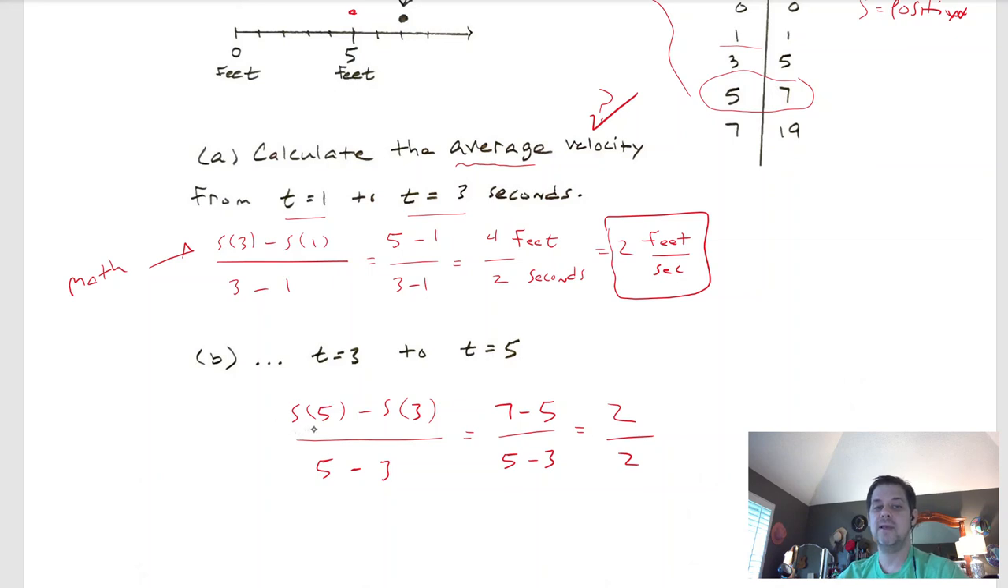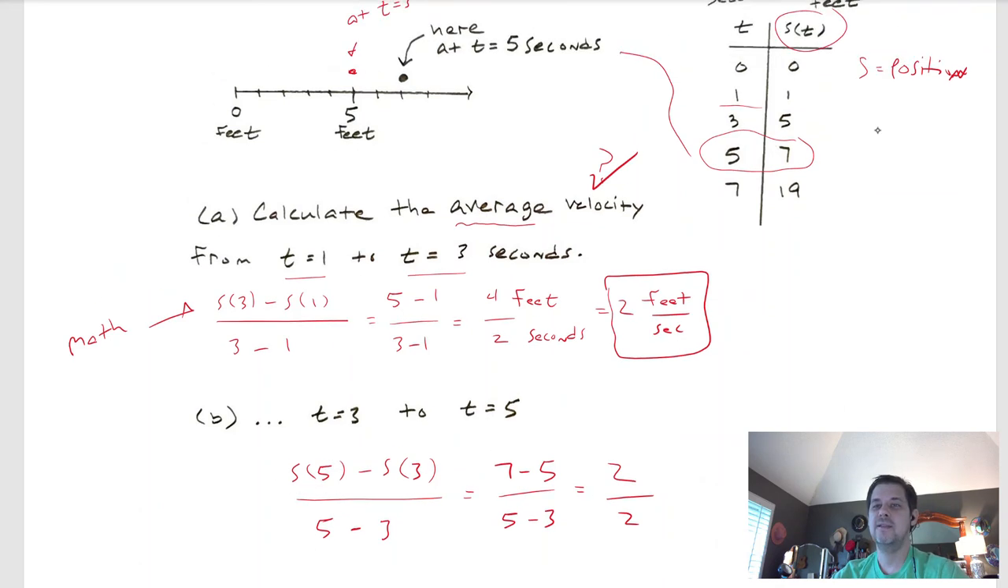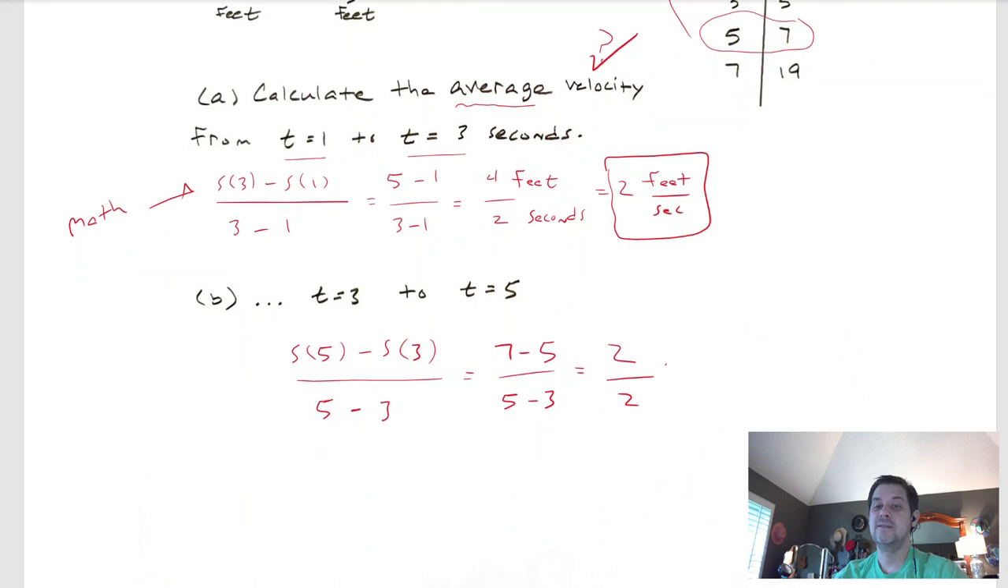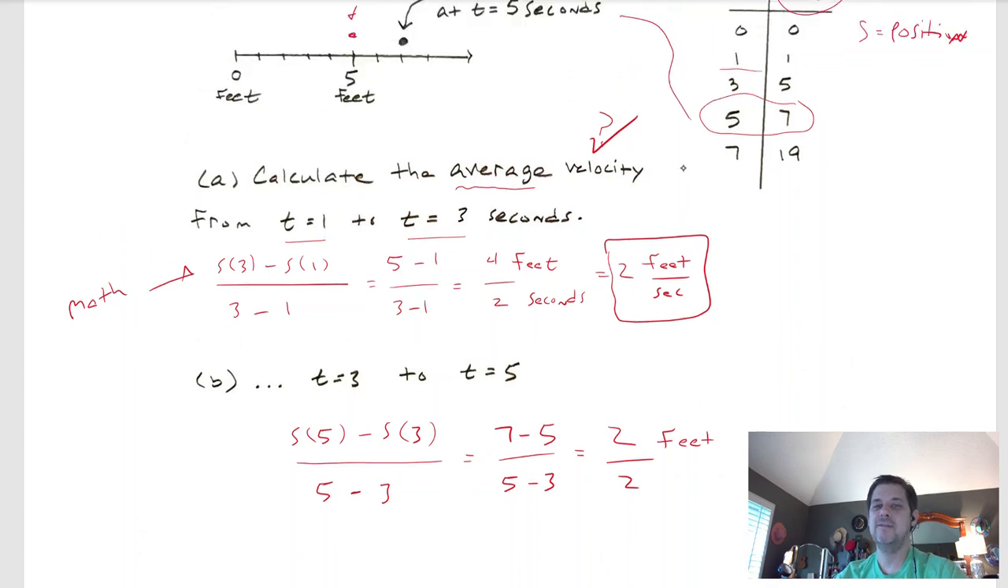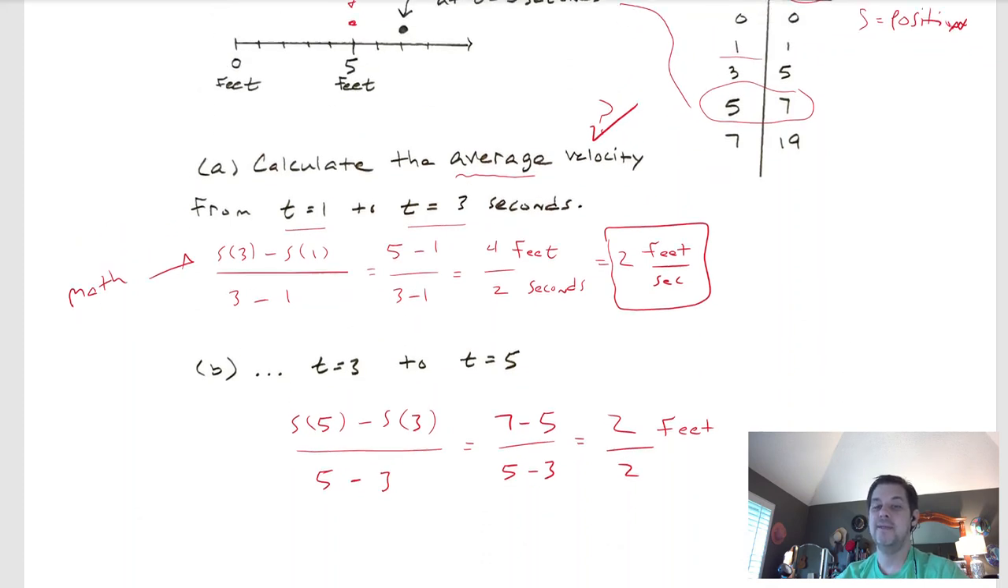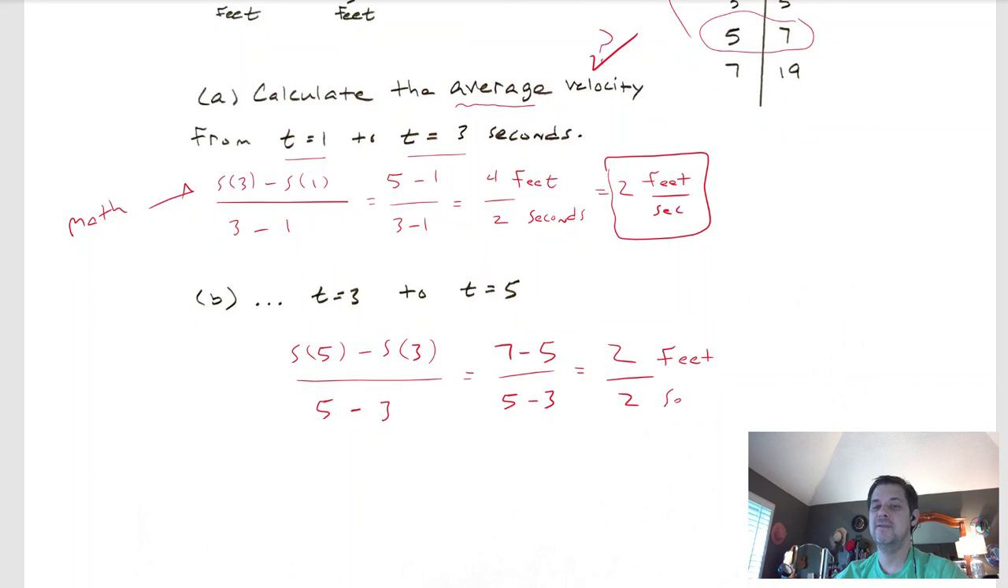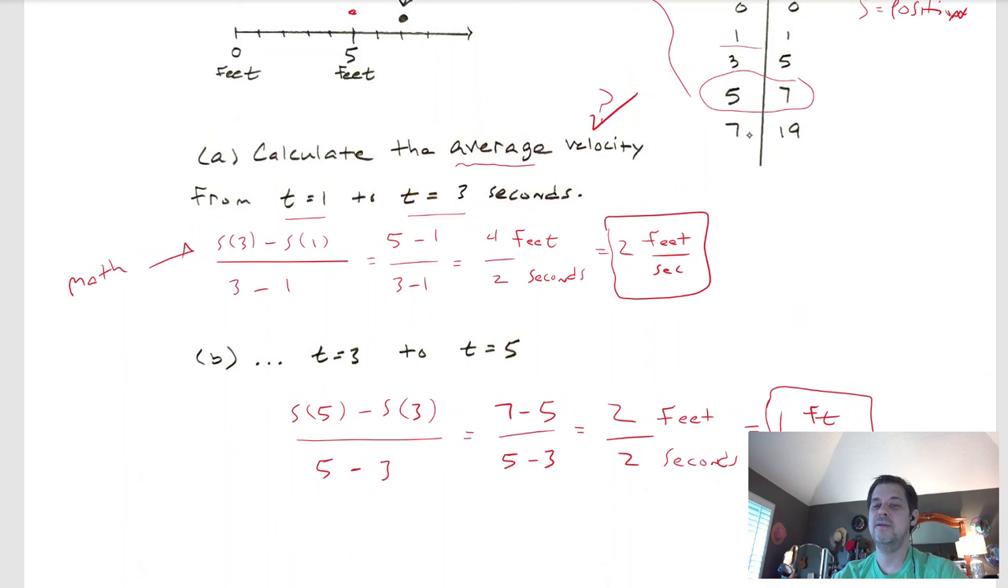What does s of 5 and s of 3 tell you? That tells you the position in feet. So this is 2 feet, and down here, 3 and 5, t is equal to 3, t is equal to 5, that's my time in seconds. So this is 2 feet in 2 seconds, which reduces because 2 over 2 is 1 foot per second. All right, there we go. So it's going a little bit slower than in this other time period.